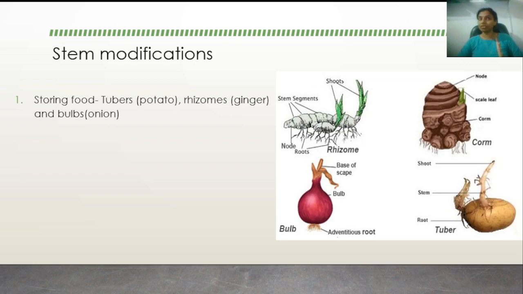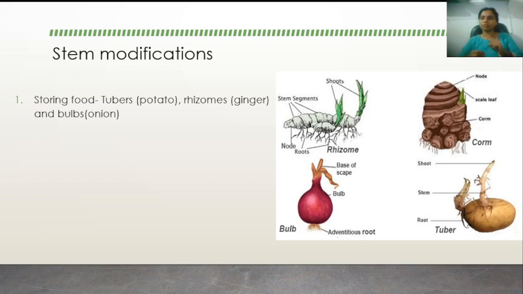Another example of stem modification where the stem is modified to store food is the rhizome. What is the difference between the tuber and the rhizome? See, in rhizomes, the stem spreads out laterally, that is sideways, and it has these finger-like projections. If you see a piece of ginger, it will have certain lines on it. Those lines are actually the nodes, and the region between them is the internode.